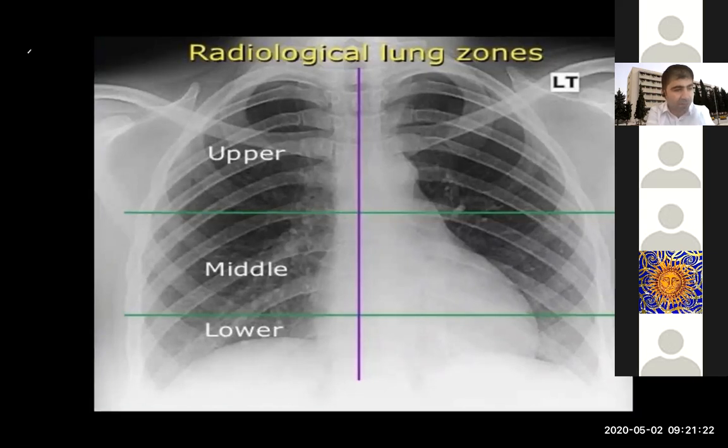I have some technical problem here. So I think we got a laser for this. These are the clavicles. Any lesion here, in between the clavicles and the second rib, means we are in the upper zone, and this is the middle zone, and this is the lower zone.